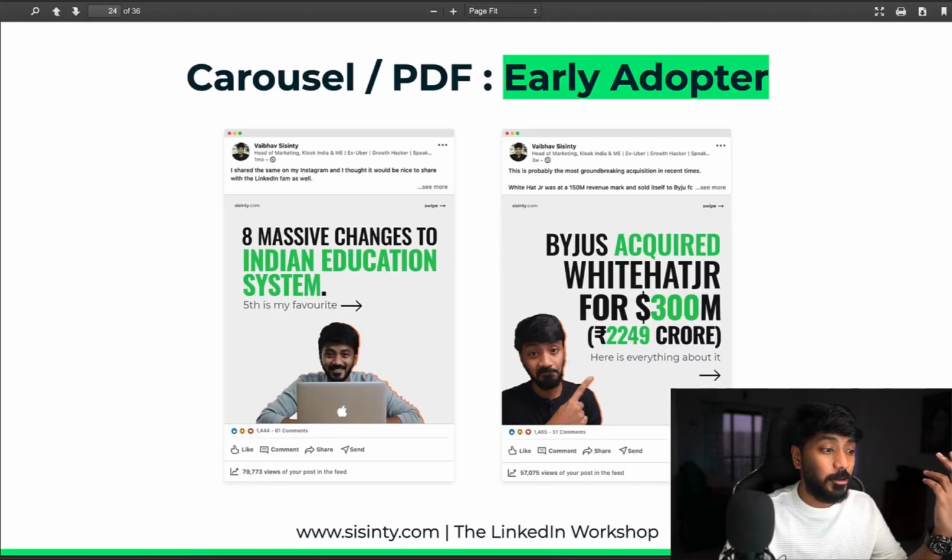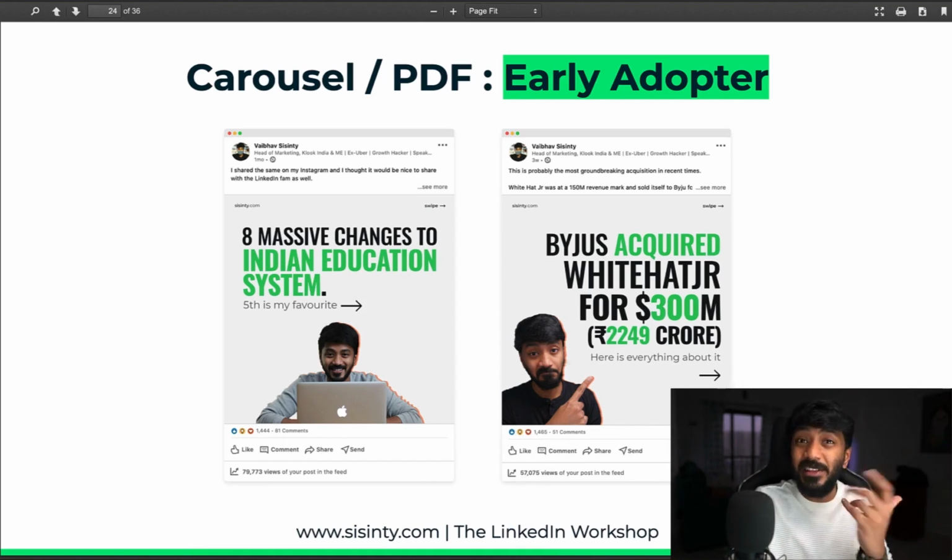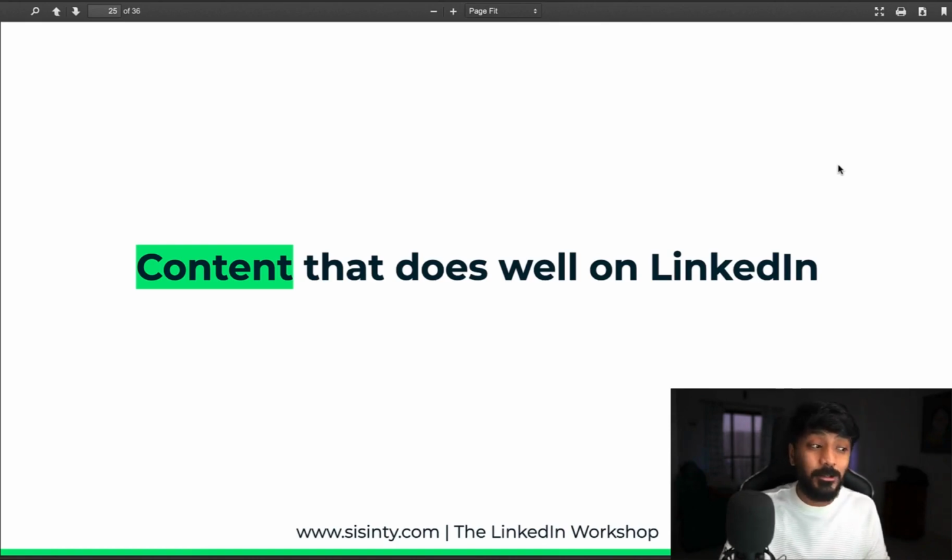For example, you already see the example here, 14,000 likes and 79,000 reach here, 14,000 likes and 57,000 reach. I don't know why this discrepancy, maybe it has more comments, but you get the point. It has the early adopter advantage. So if you can create posts like this, they do well as well. All right, so that's what I wanted to talk about.